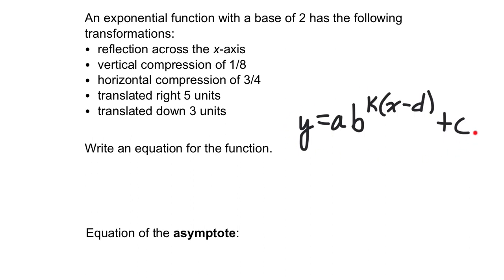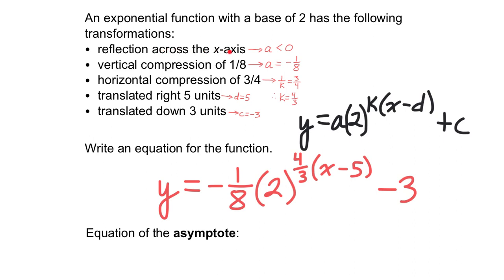Remember, this will be the format of the equation. B is the base of the power. We know the base is 2. So my equation is going to have a 2 here. I need to figure out what my a, k, d, and c values are based on the description here. And then once I figure that out, I can plop those numbers in and end up with an equation.